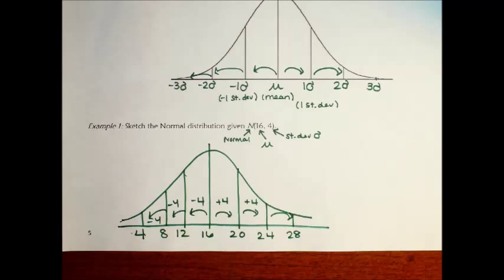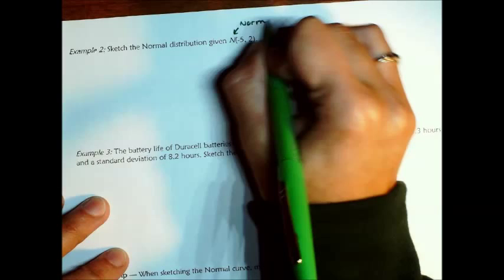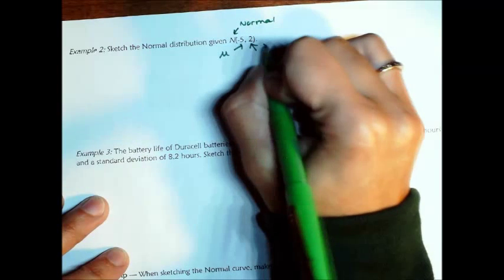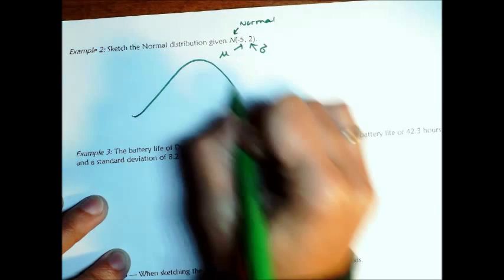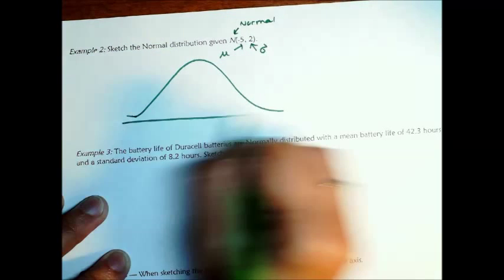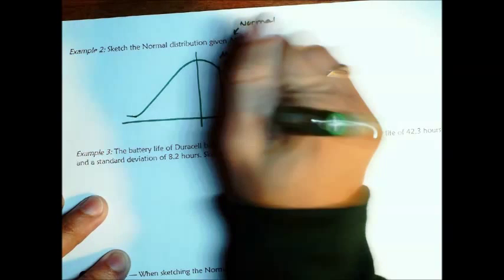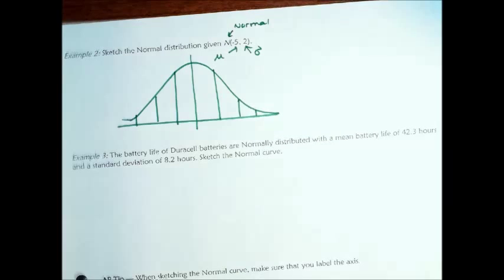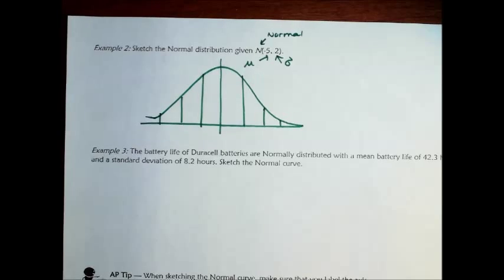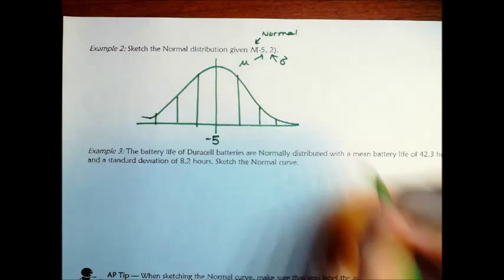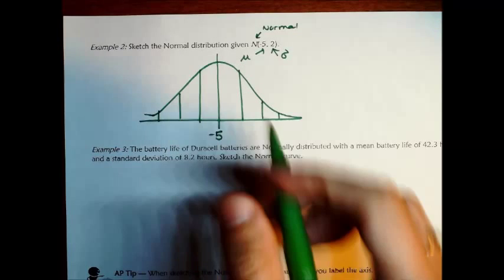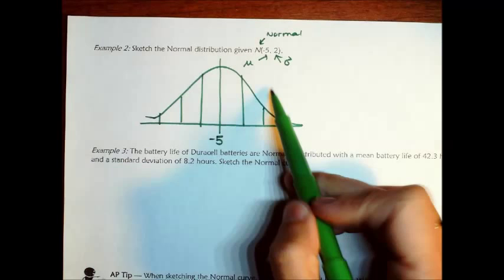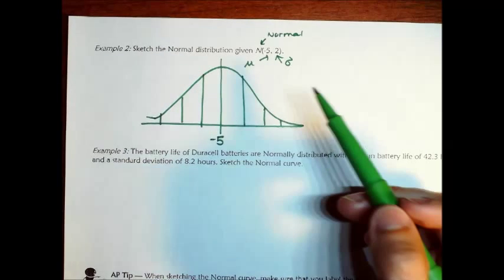Let's do one more. Same idea, we're sketching a normal curve. This N tells us it's normal. This tells us our mu, this one tells us our sigma. So we're going to sketch our normal distribution. Right down the center, we know is going to be our mu, which is -5. Our standard deviation is 2. We know that it won't be anything smaller than 0, since standard deviation, since it's always going to get squared, is always going to be larger than or equal to 0.